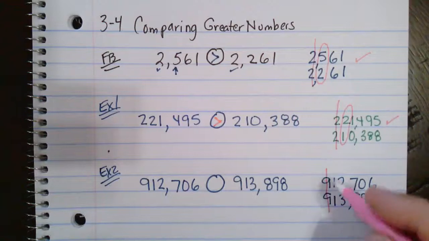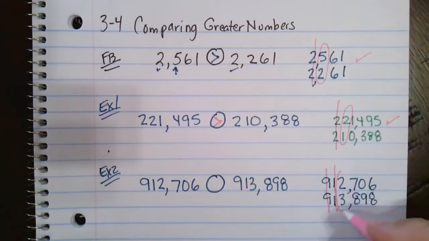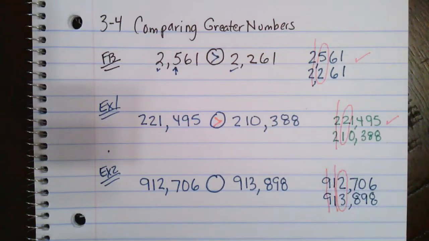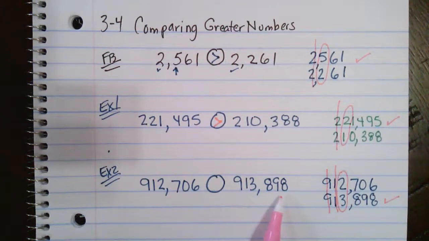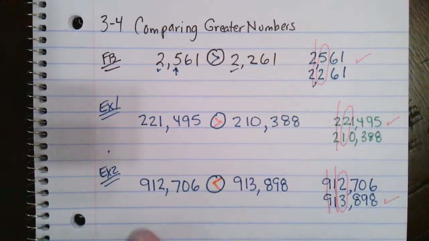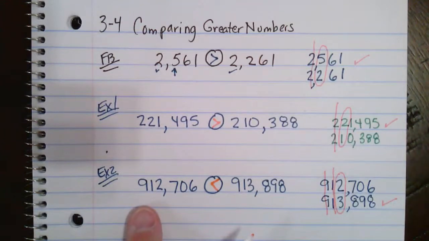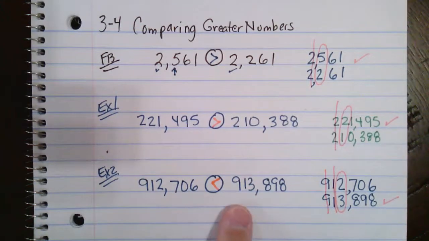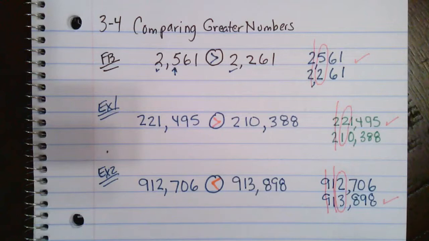They both have 900,000. They both have 10,000. And this time it's to the 1,000s before I can decide which one's larger. And 3,000 is larger than 2,000. So this time 913,898 is larger, so I put my comparison symbol that way. I would read this as 912,706 is less than 913,898.